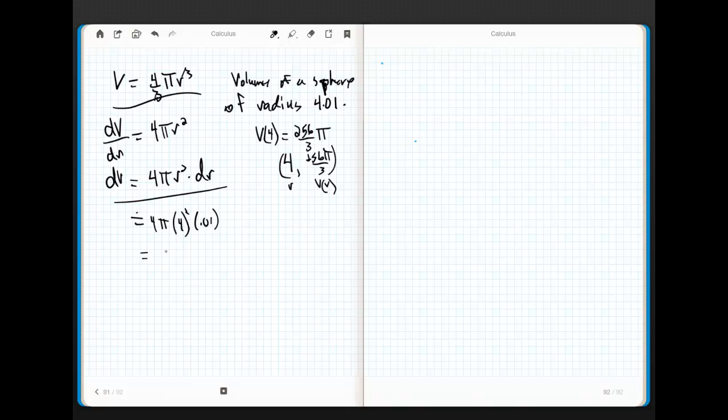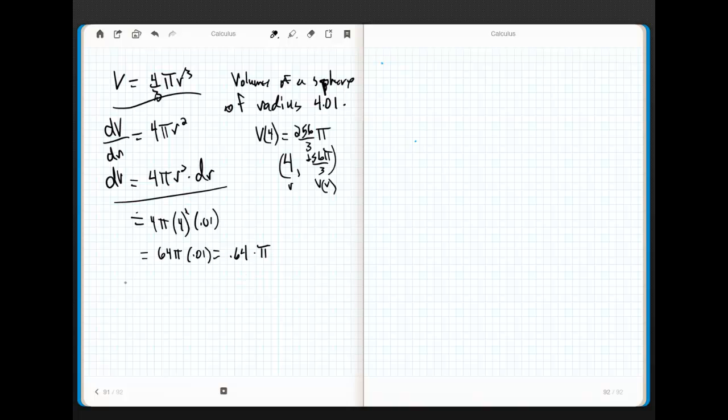Let's see. 4 squared is 16 times 4 is 64. I end up with 64 pi times 0.01, which, if you think about that, that's 1/100th times 64. Doesn't this just end up being 0.64 times pi? That is my change in volume.